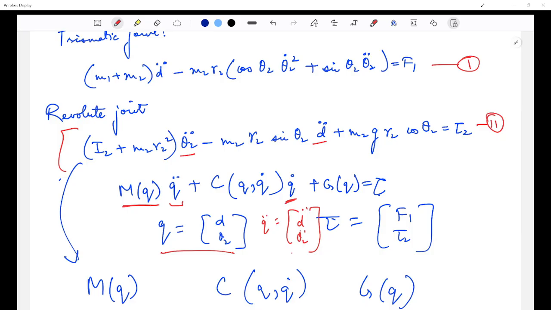Okay. Has anyone come up with the final M, C and G matrix? Can I get an answer from here?